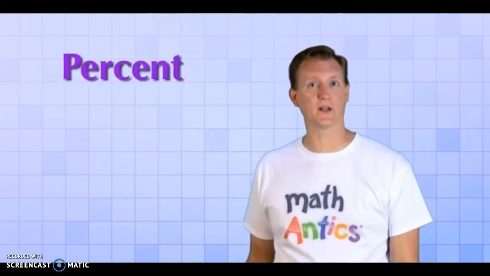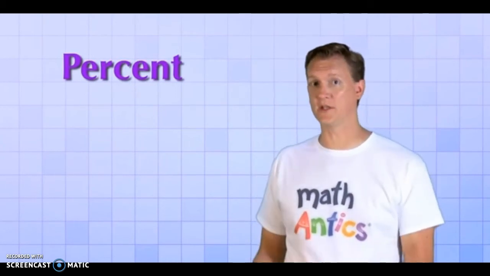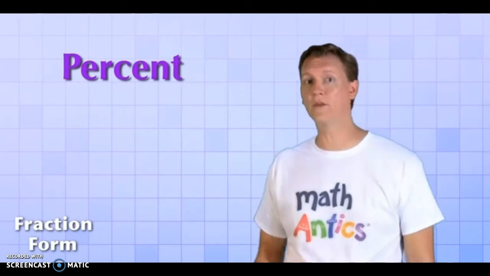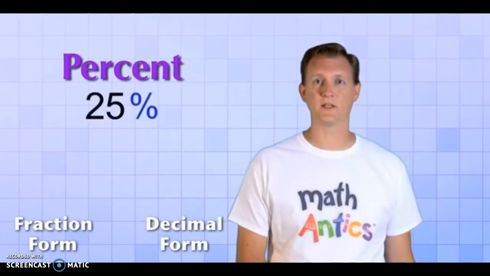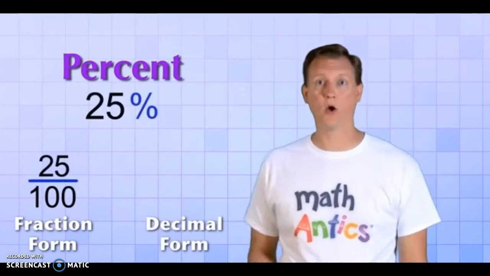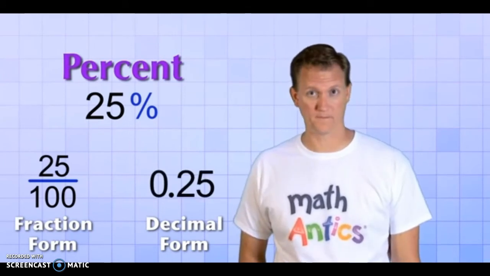Alright, so now you know that a percent is a special fraction that always has 100 as the bottom number. And you know that you can rewrite percents in either their fraction form or their decimal form. 25% is 25 over 100, or 0.25. But keep in mind that you could go the other way too. If someone gives you a fraction with 100 as the bottom number, you can rewrite it in percent form.